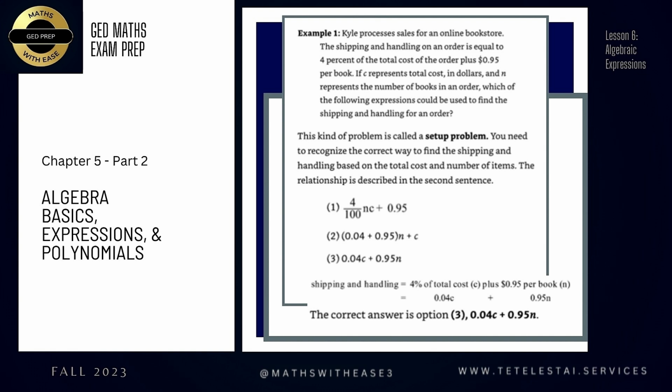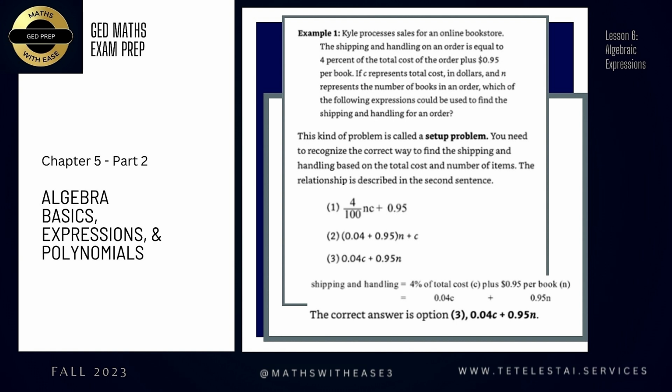So in this example, we're told that Kyle processes sales for an online bookstore. The shipping and handling on an order is equal to 4% of the total cost of the order, plus 95 cents per book. If C represents total cost in dollars and N represents the number of books in an order, which of the following expressions could be used to find the price of shipping and handling for an order?